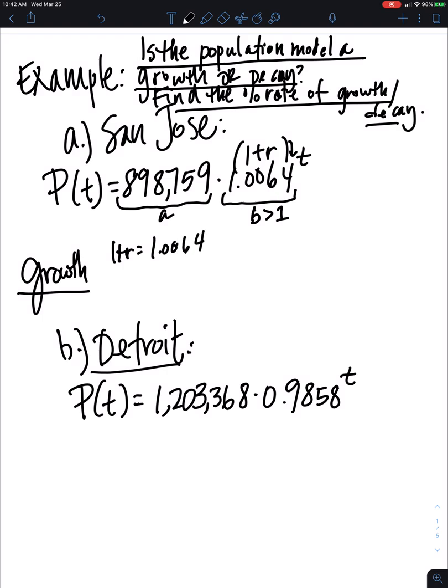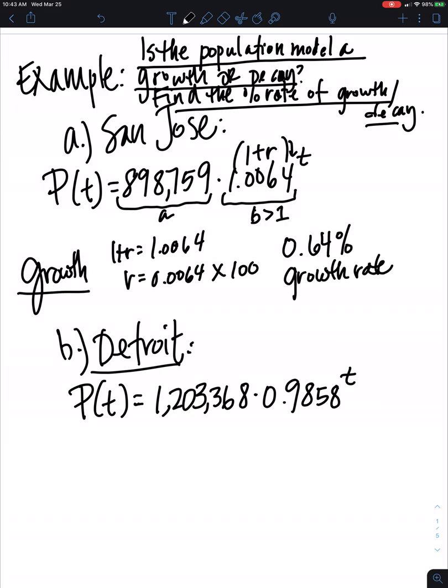Just making sure I wrote that down right. Okay, and if you do the math, you get r equals 0.0064. And then remember, we want to put the rate in percentage when you write out the rate. They'll want to know the percent of growth or decay. So in this case, we have a 0.64% growth rate. Okay, so that's how you do that.